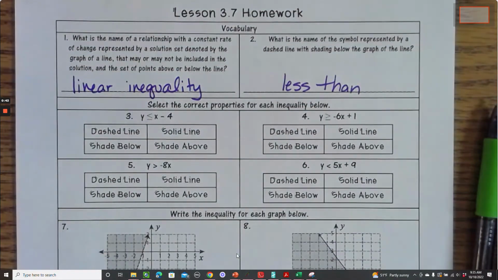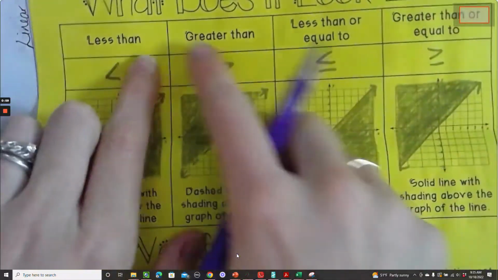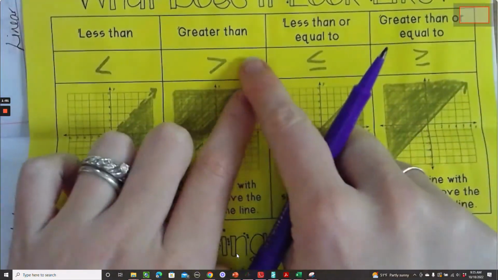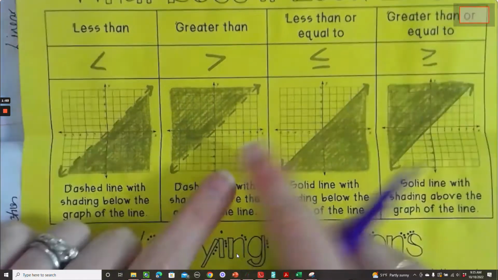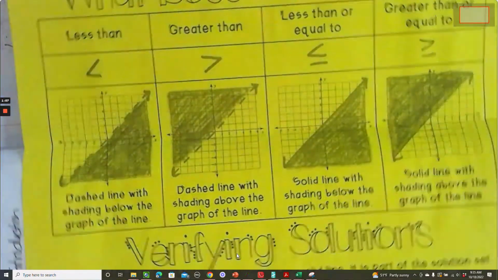All right, so all we're looking at today is what do the pictures look like, what do the symbols look like, all of that good stuff. So on your notes from yesterday, this page right here shows you everything. It gives you verbally, symbolically, and graphically what they look like. You need this page to be able to work these kinds of problems until you get the hang of it.